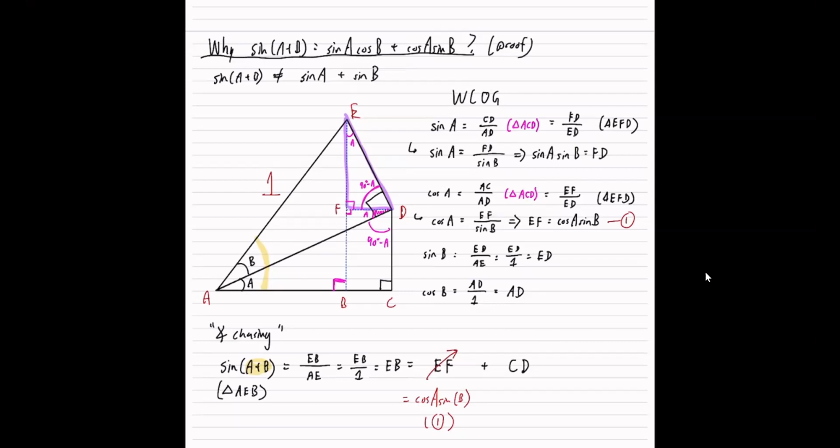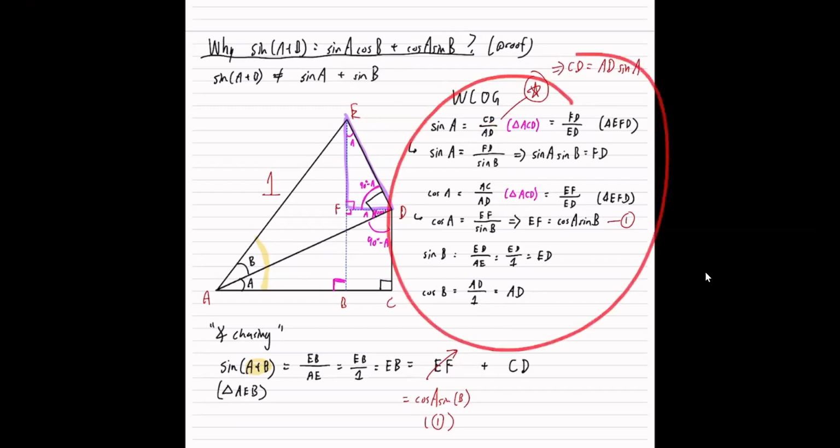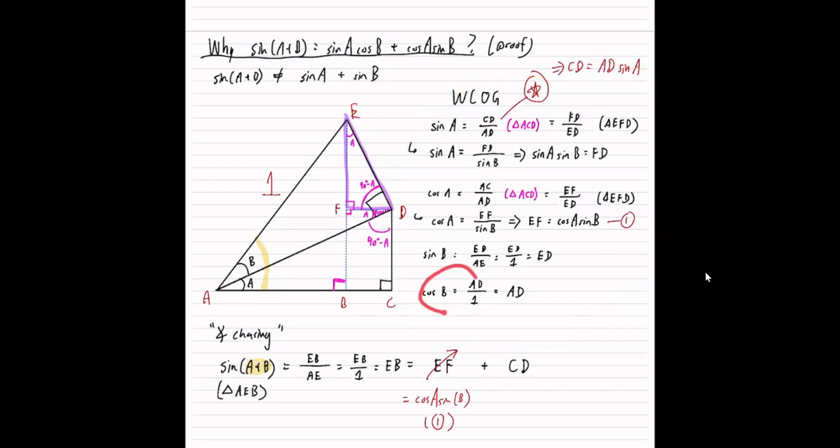Sine A. Sine A over here, right? Maybe I'll just call this equation star. A bit messy, but from star we can deduce that CD is equal to AD times sine A, right? Do you agree? Cross multiply. Very good. So what is AD? Look carefully at the given information. AD is cosine B over here, right? Let's just call it double star.